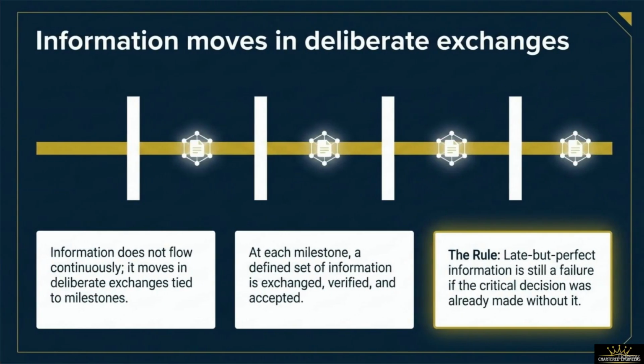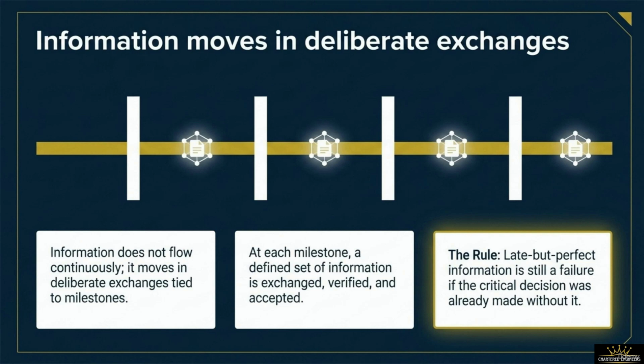A common misconception is that information should flow in a continuous, unmanaged stream from the design tools straight to the client. This is a recipe for chaos. In a professional ISO 19650 environment, information moves in highly deliberate exchanges that are tied to specific project milestones. At each individual milestone, a precisely defined set of information containers is formally exchanged, verified against the requirements, and formally accepted. This structure enforces a vital management rule.